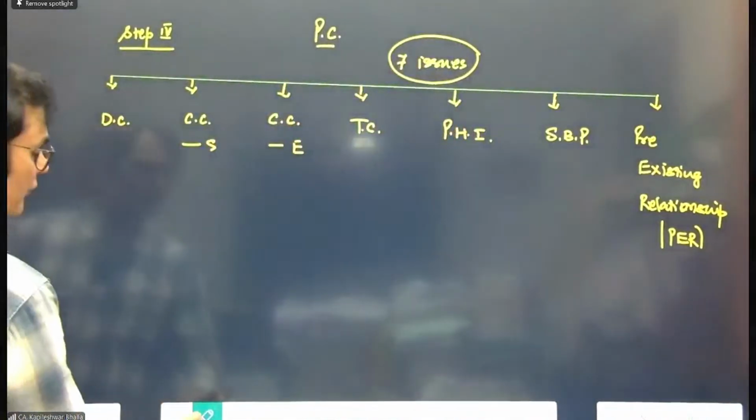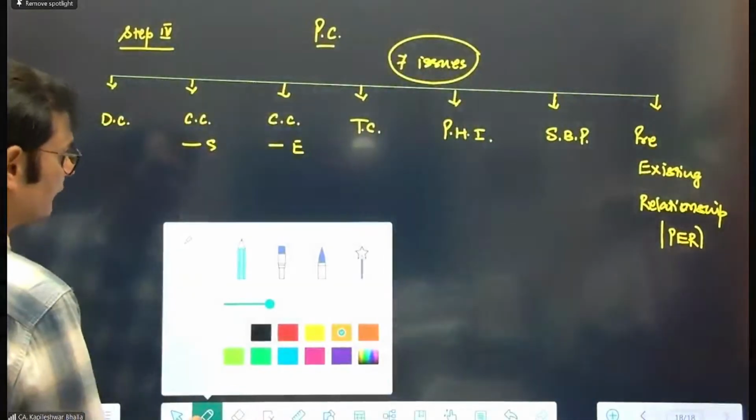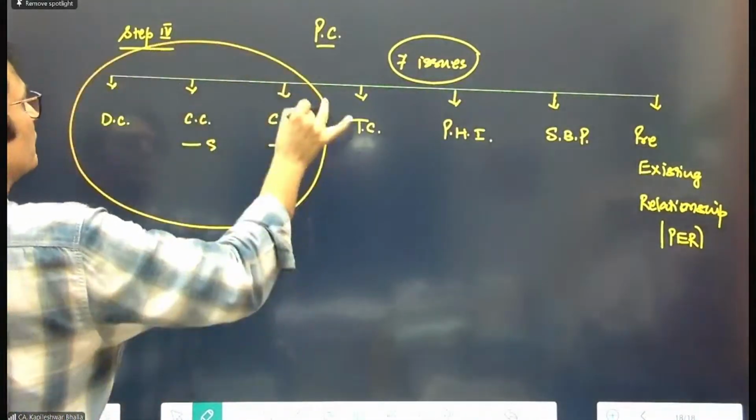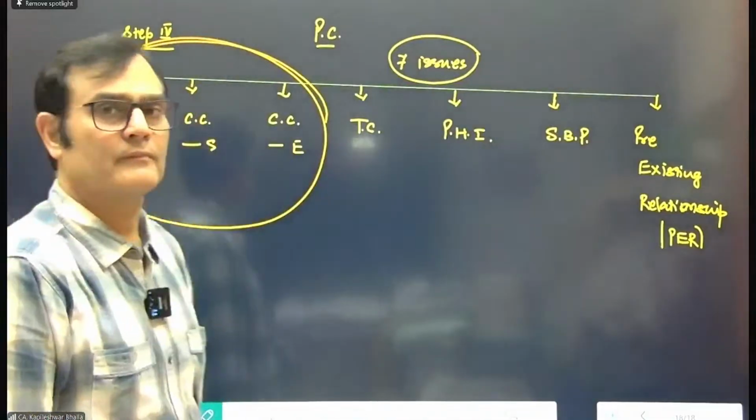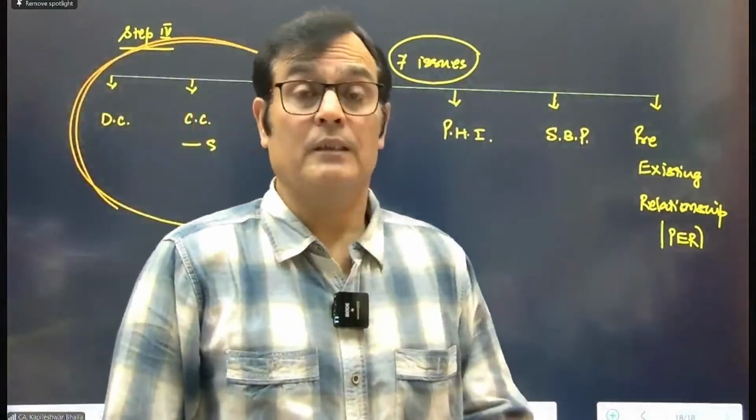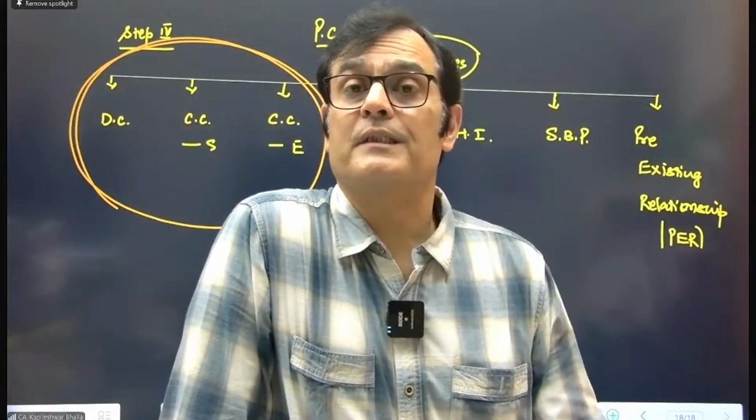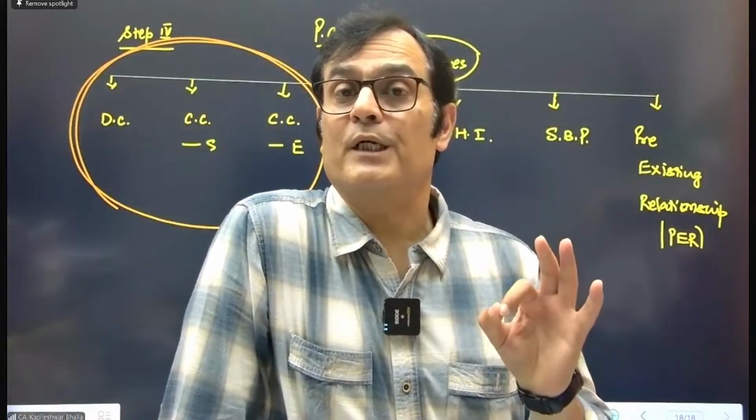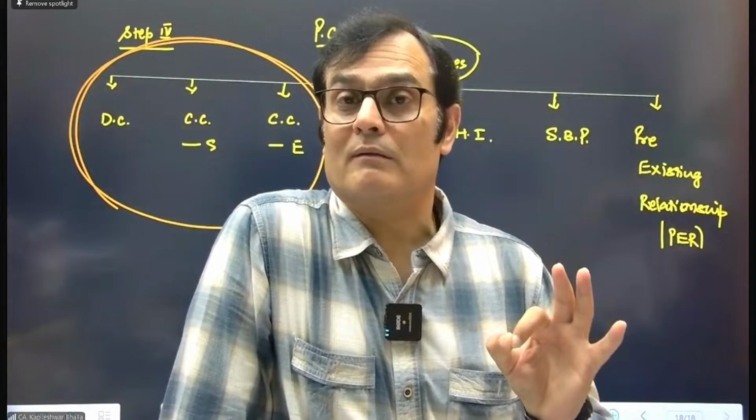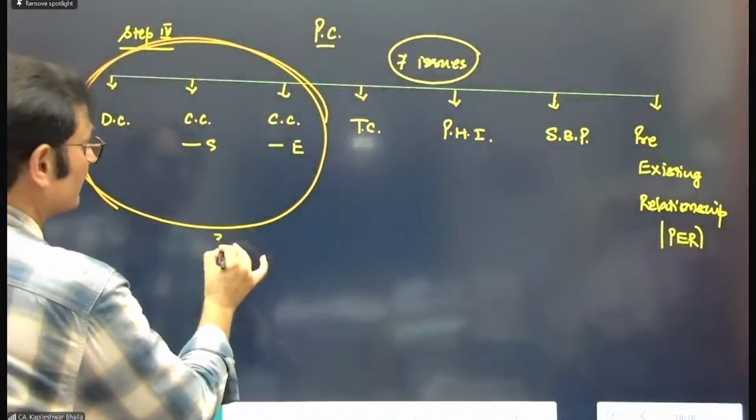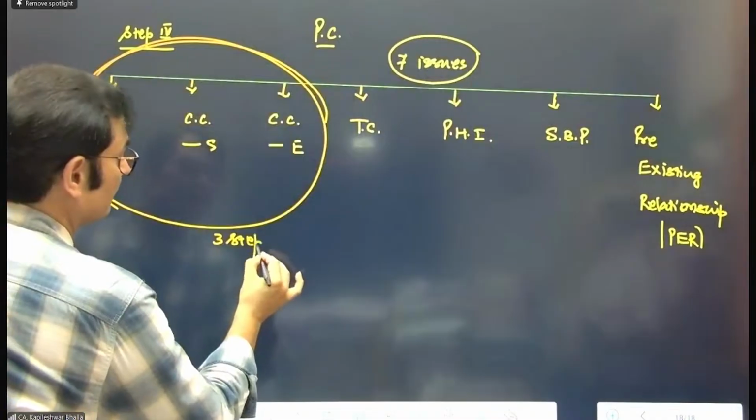Now, let's first understand these 3 elements put together, because we need to consider the difference between a DC and a CCE as well as a CCS. So I've created again a 3-step model. So let's see what we are going to do in terms of this, a simple 3-step model.